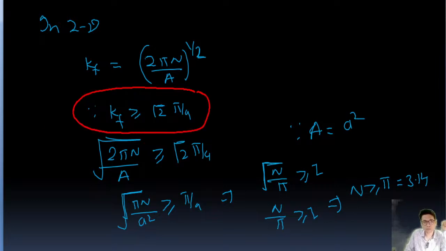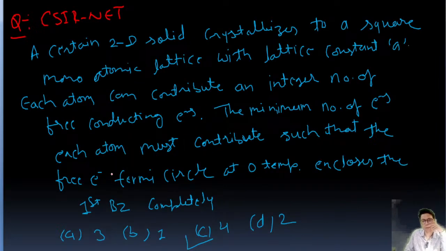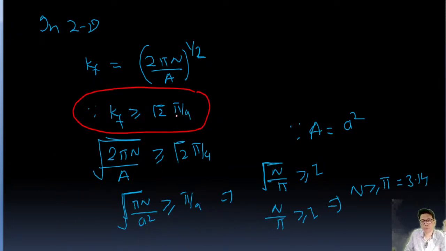For closing the first Brillouin zone, the free electron Fermi circle at this encloses the first Brillouin zone. So for closing the first Brillouin zone, Kf must be greater than or equal to root 2 π/a. I hope, guys, you have understood it. Next question we are going to solve.